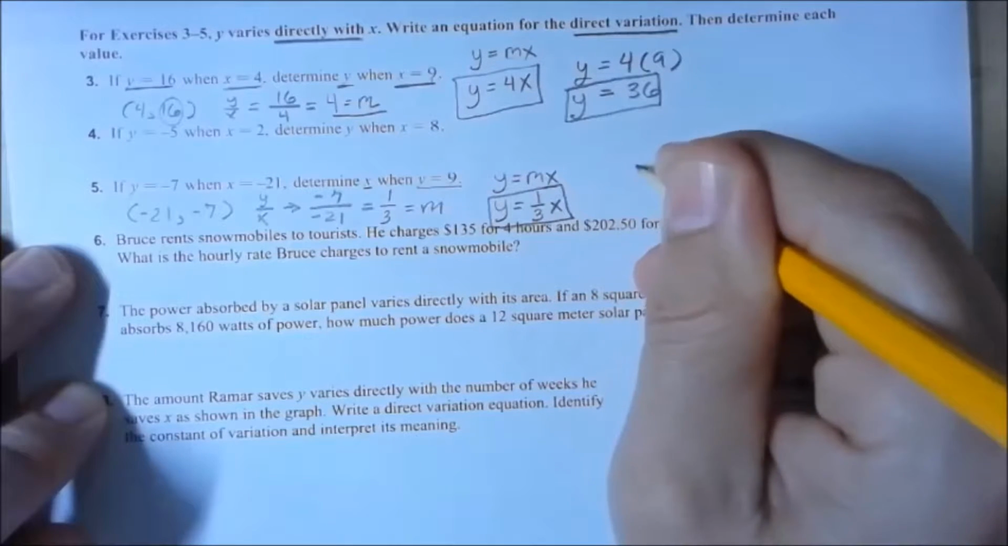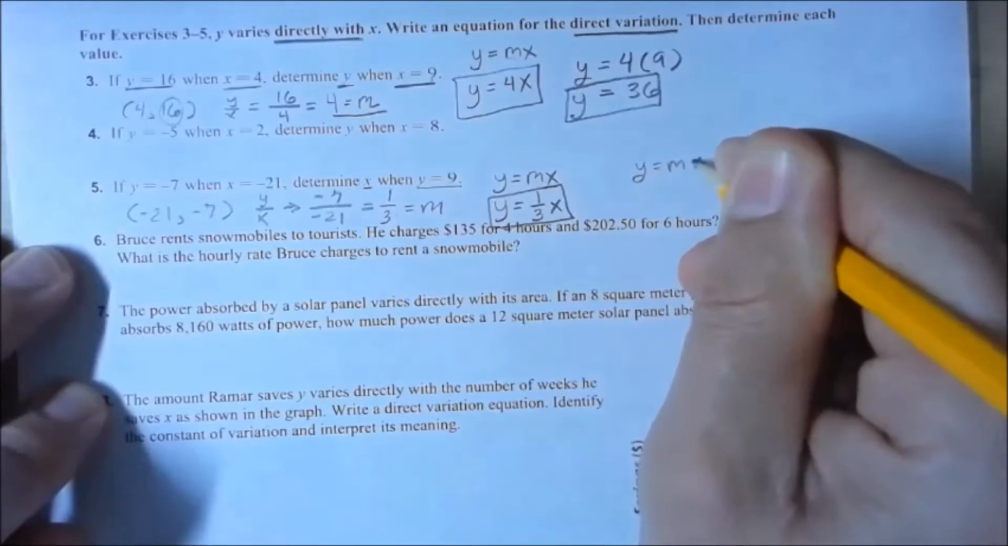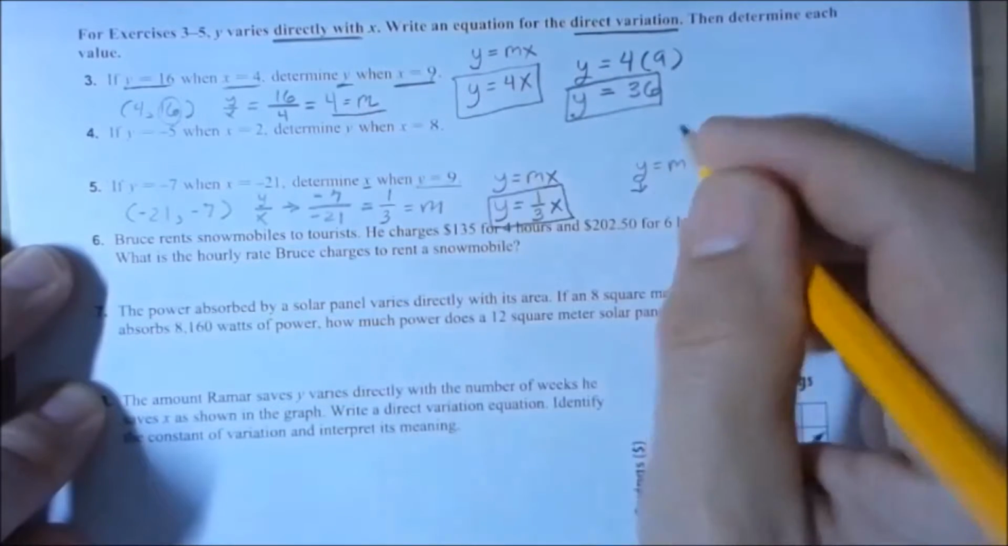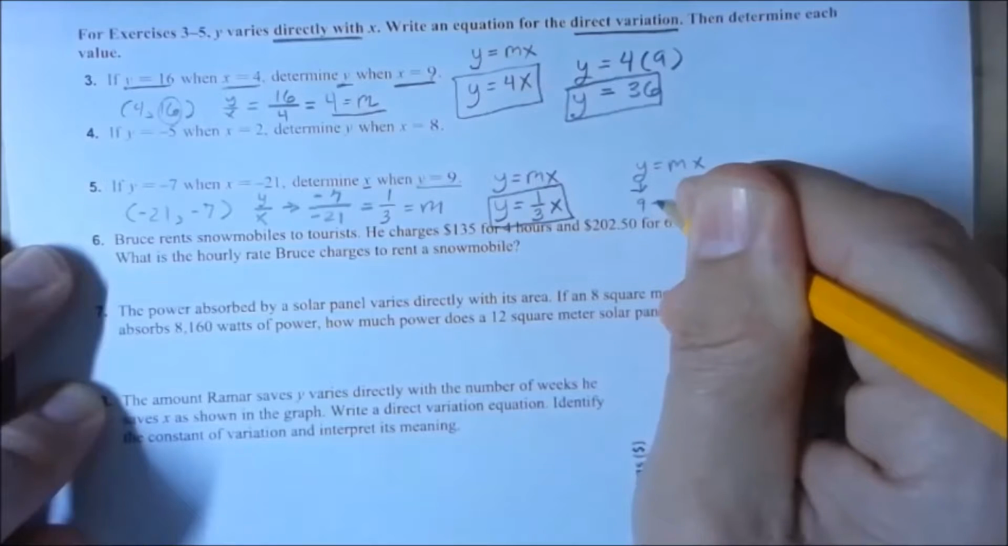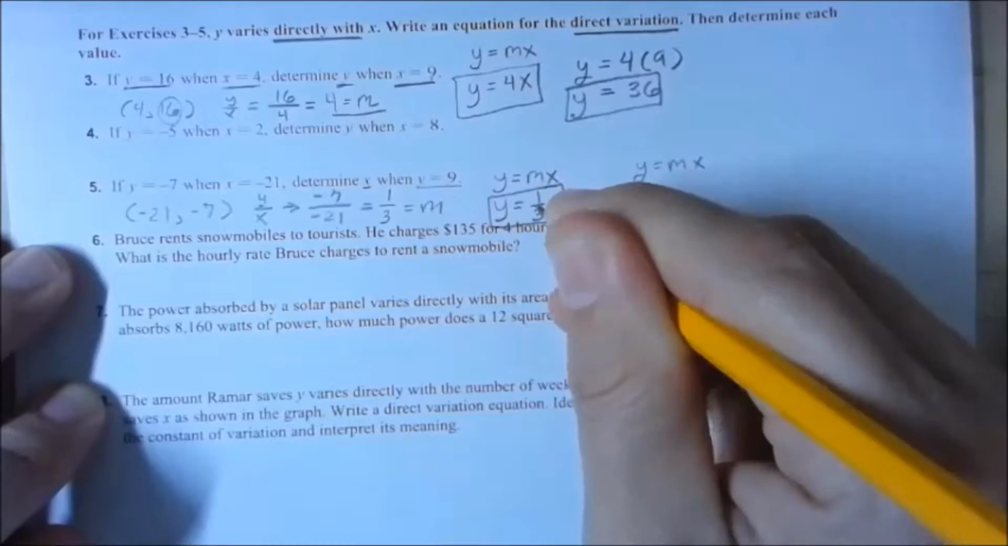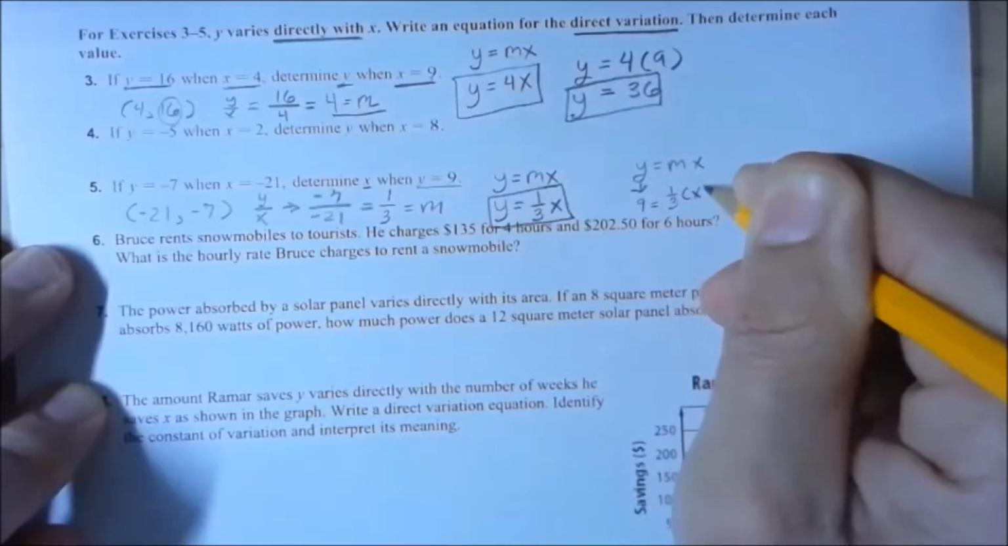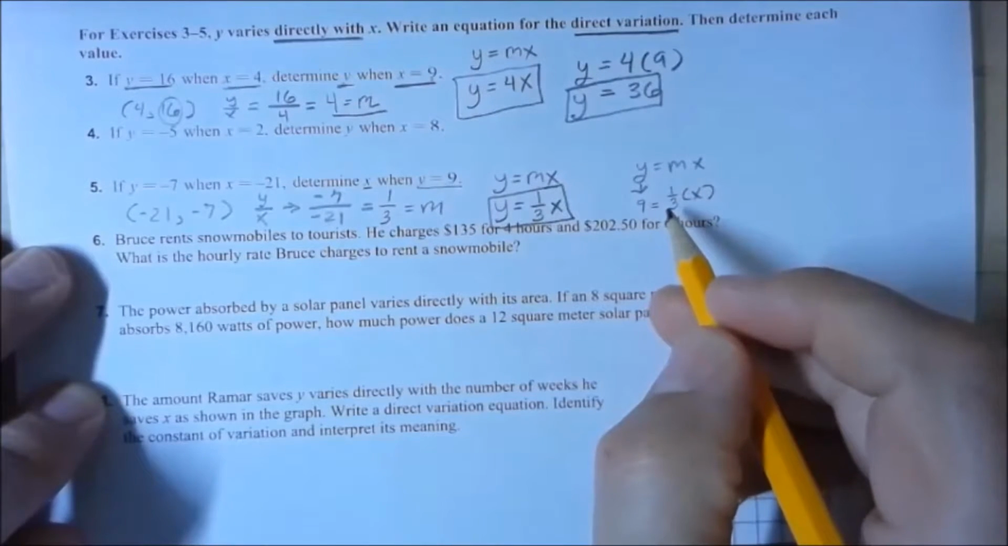So we have y equals mx. For my y, I'm going to plug in my number. It says y is equal to 9, so I'm going to put a 9 for my y. And then for my m, I know it's 1/3, so I'm going to put 1/3. And then we don't know what x is. So this is what we end up with.